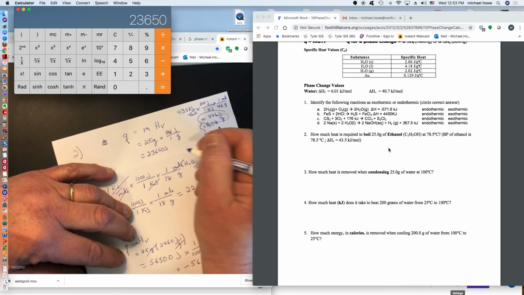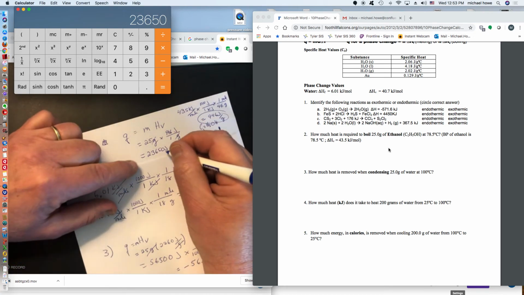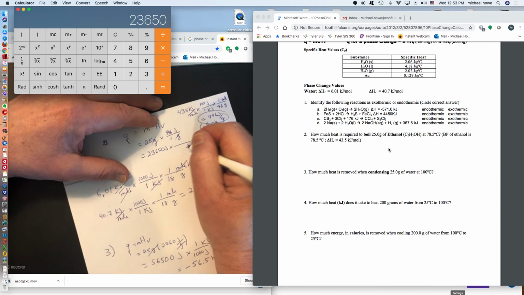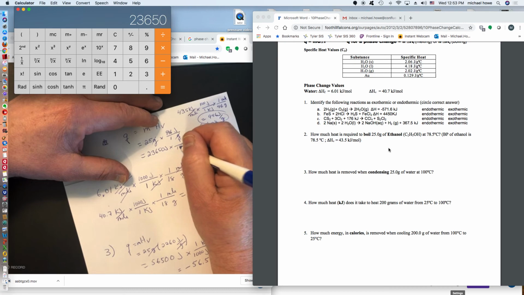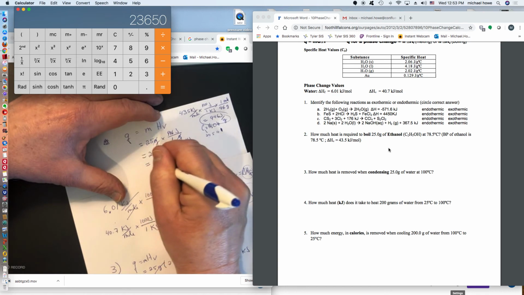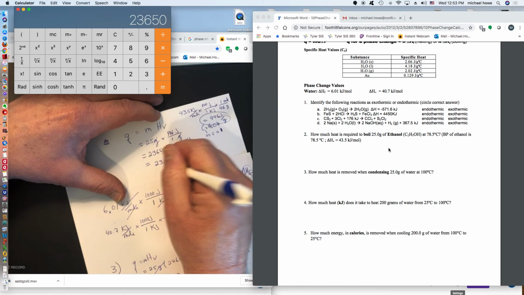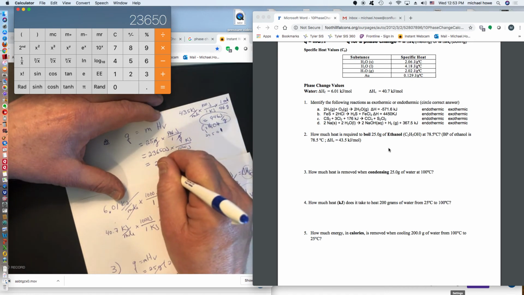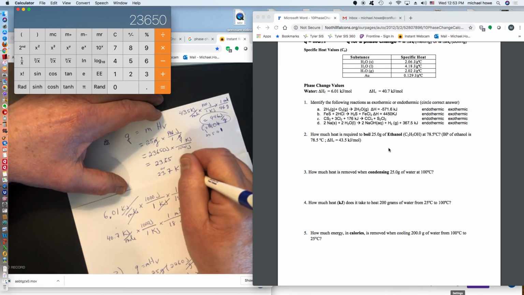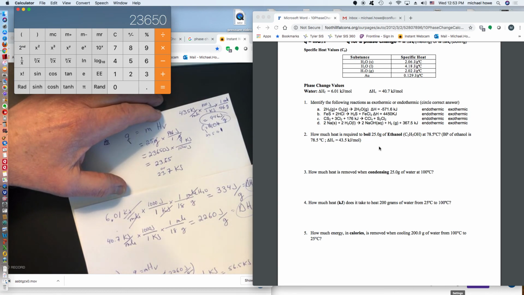Does that seem like a big number? See, grams cancel. That's kind of a big number, so we can make it a little more friendly by putting joules here and kilojoules here, and 1 kilojoule is 1,000 joules. So you could say that the amount of heat was 23.65, or 23.7 if you wanted to round a little bit more, and that would be kilojoules. So the amount of energy needed to boil the ethanol would be 23.7 kilojoules, assuming the ethanol is at its boiling point.